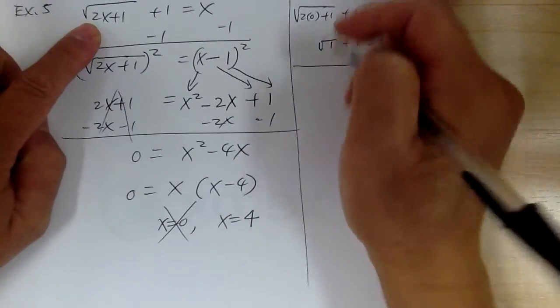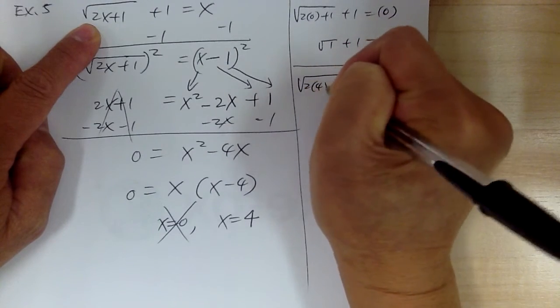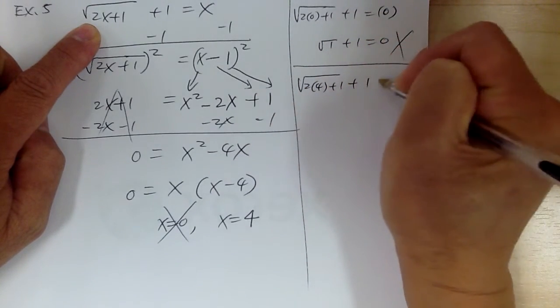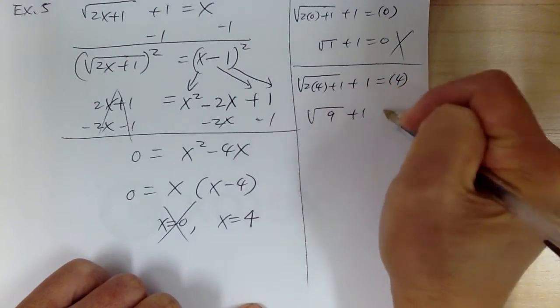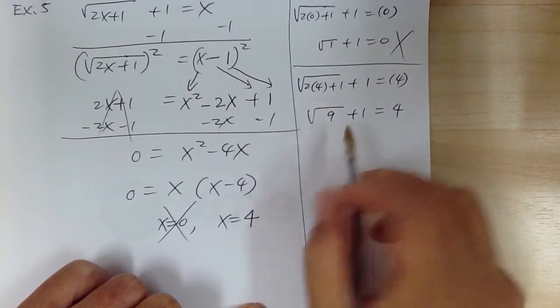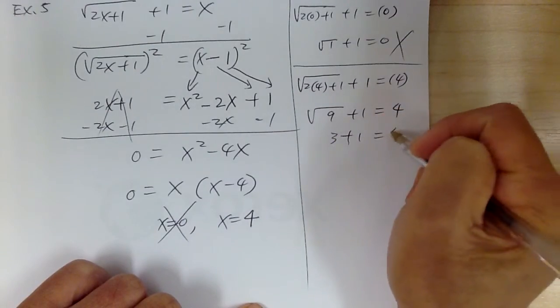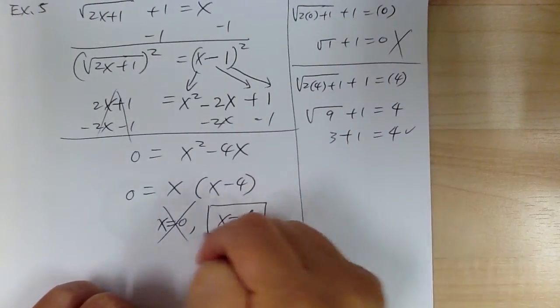So let's check number 4. Okay, so 2 times 4 plus 1 equal to 4. So this will be square root of 9 plus 1 equal to 4. So this is 3 plus 1 equal to 4. Checks out. So this is the answer.